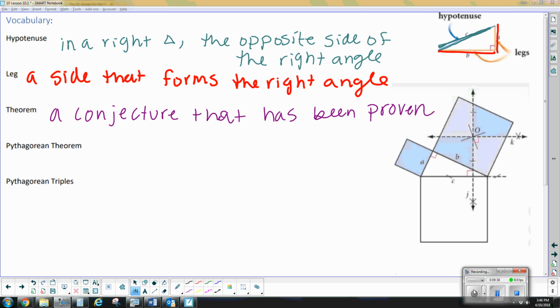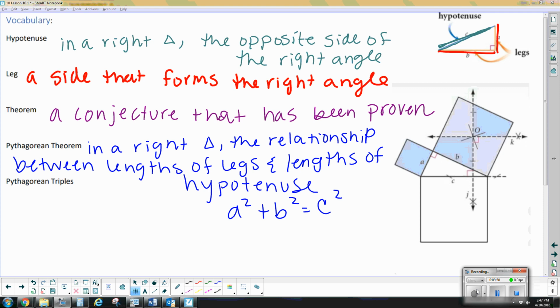So again, in this lesson, we're looking at the Pythagorean theorem, which you may be familiar with, but it's specifically for right triangles, and it's the relationship between the length of the legs and the length of the hypotenuse of the triangle. And that relationship is a squared plus b squared equals c squared, where a and b are legs and c is the hypotenuse.